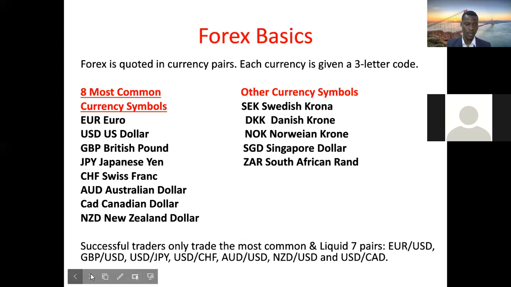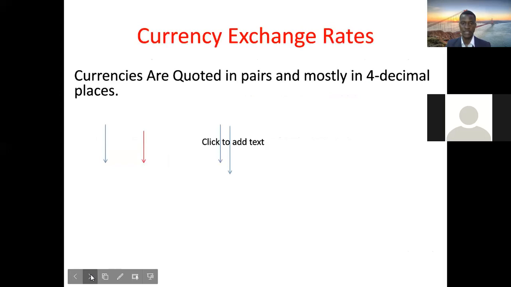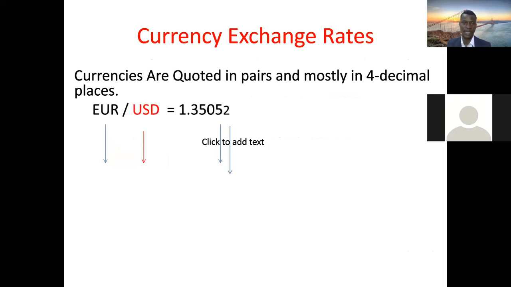So we go quickly to currency exchange rates. Currencies are quoted in pairs, as I said, and mostly in 4 decimal places. Now, this is how the numbers are arranged in currency. We have Euro stroke US, that is Euro USD. If you go to the chart you want to trade, you see Euro USD is equal to 1.35052. This is an example. Probably currently it's 1.1 something.